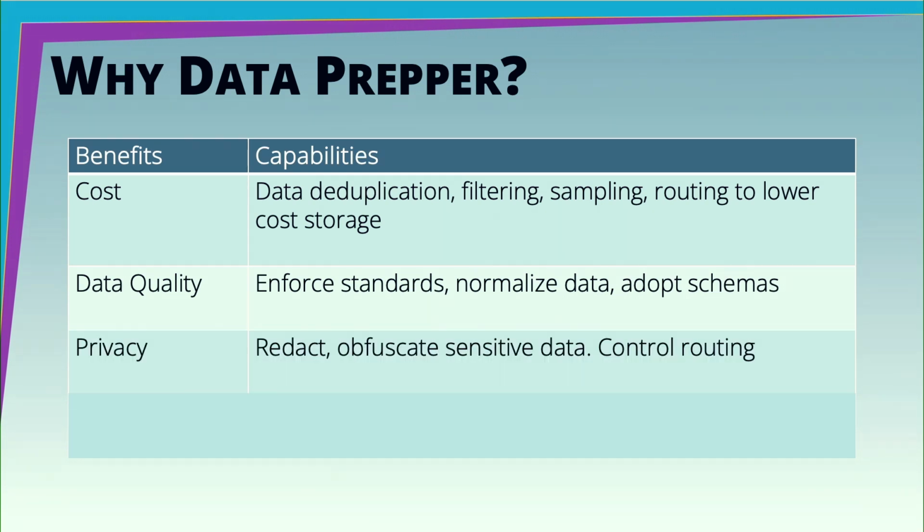We all care about our customers' privacy. This is a major component for many companies. And with Data Prepper, you can obfuscate and protect your customers' data before you put it in OpenSearch so that you know you're not storing private data. This is also where you can control routing so that, say, you want to store some customers' information in a geographic region because of compliance laws.